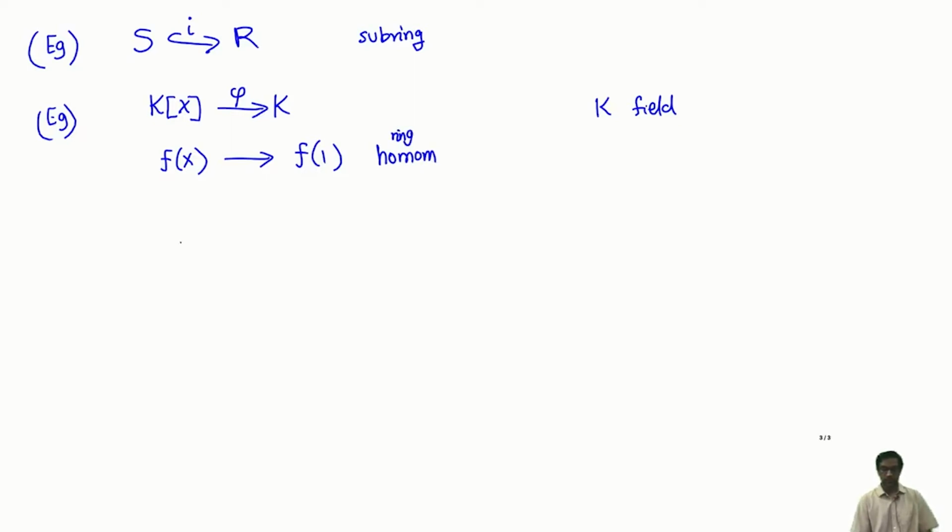Now what does this mean? This means that if I have a K module, which means a K vector space M, it becomes a module over K[x].